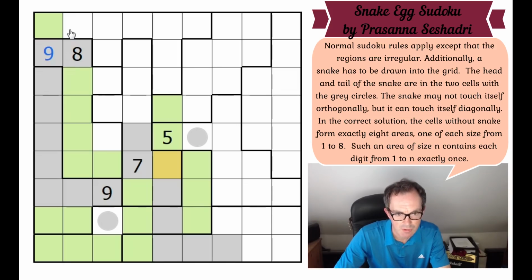Hang on. There's got to be a 9 in column 2. It's got to be on the snake. Well, where can it go? It can't go here. That's in the same row as a 9. It can only go there. So that is 9. It's on the snake. That gives us a flurry of extra snake sections.